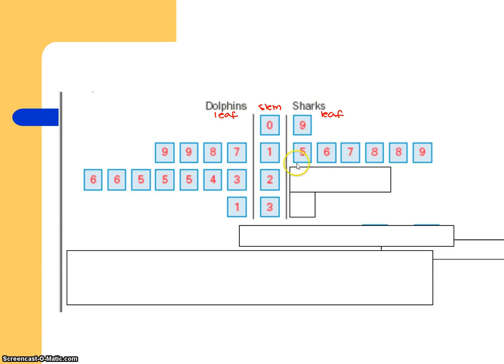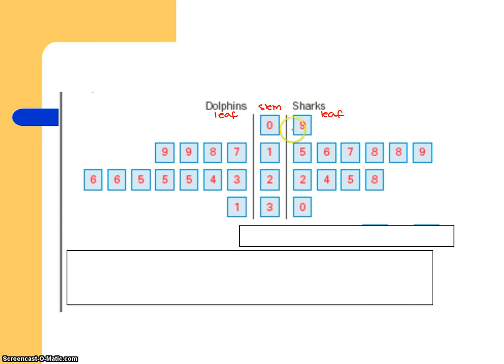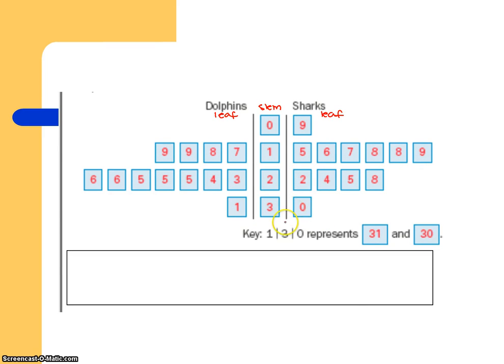The shark side is just like a normal stem and leaf plot. Make sure it's in order. Make sure that it's nicely organized. Make a key. When you make the key, you want to put that there's the double line, and that 1, 3 actually represents 31, and 3, 0 represents 30.